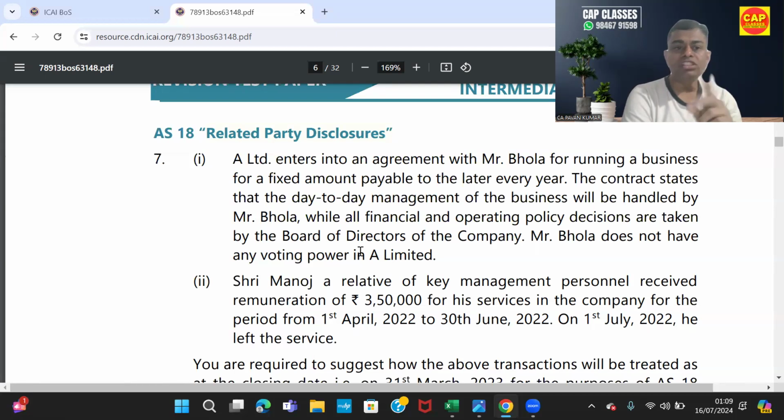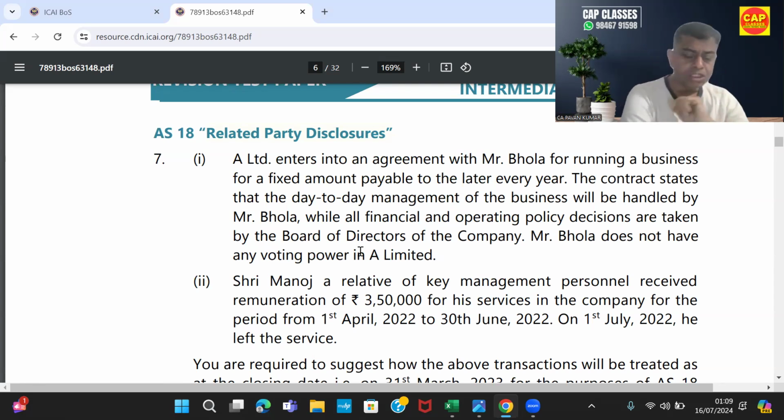We are going to do 2 questions in question number 7, 7.1 and 7.2, and then we are going to do one question number 8. 8 is based on discontinuing operations AS 24. 7 is based on AS 18 related party disclosures. All the 3 issues we are going to discuss are very, very, very important from the exam point of view.